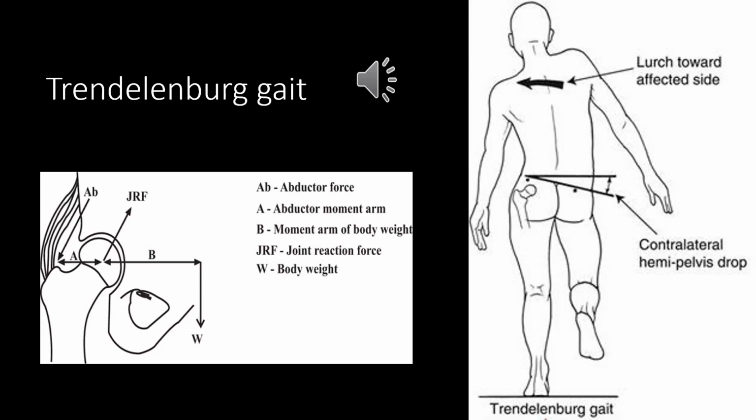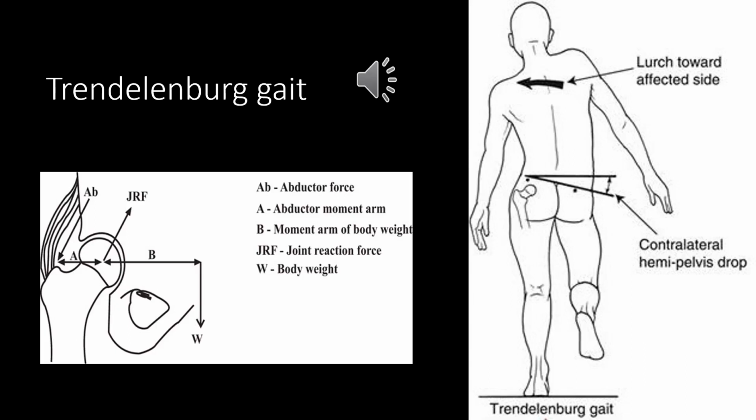On the vector diagram, you can see that the distance labeled A between the center of the hip joint and the abductor attachment on the greater trochanter is much less than the distance labeled B, which is between the center of the hip joint and the center of the body weight. Due to trigonometry, that makes the joint reaction force, which is the resulting vector of forces acting on the actual hip joint, very large, often in the range of about 6 times body weight.